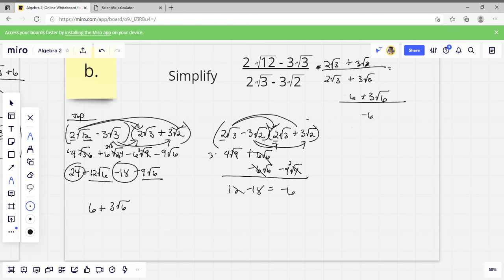Okay, now we can divide by 3 on both of these. So we're going to end up with, that would be a 1, that would be a 2, that would be a 2. So 2 plus the square root of 6 over negative 2. Or you can move that negative to the top and you'd have negative 2 minus the square root of 6 over 2. Either one of those answers is correct.